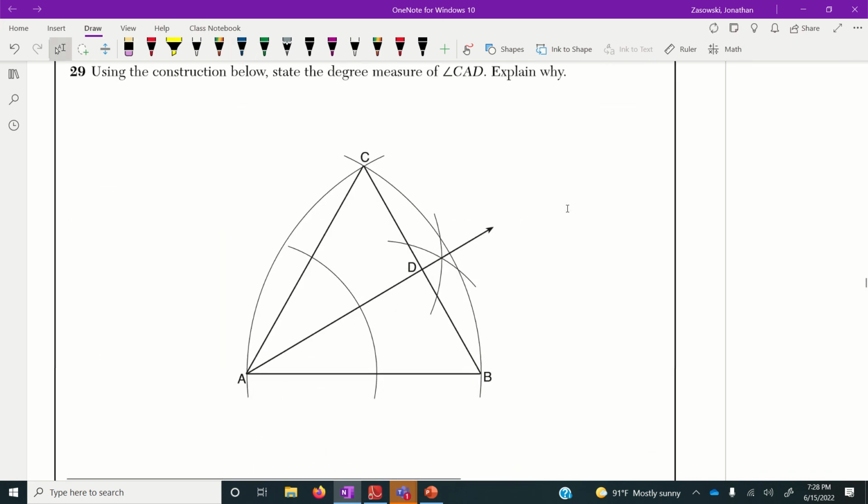All right, using the construction below, state the degree measure of CAD. So one thing we can notice is that this line at the bottom is the entire length of AB, and they've essentially drawn the top of our football construction here.